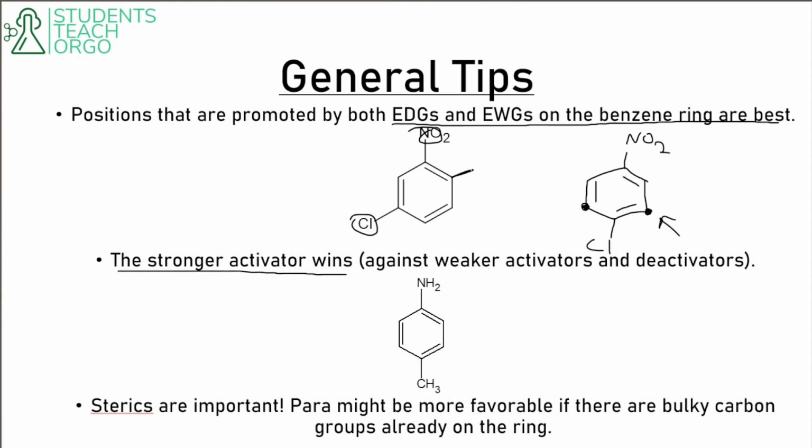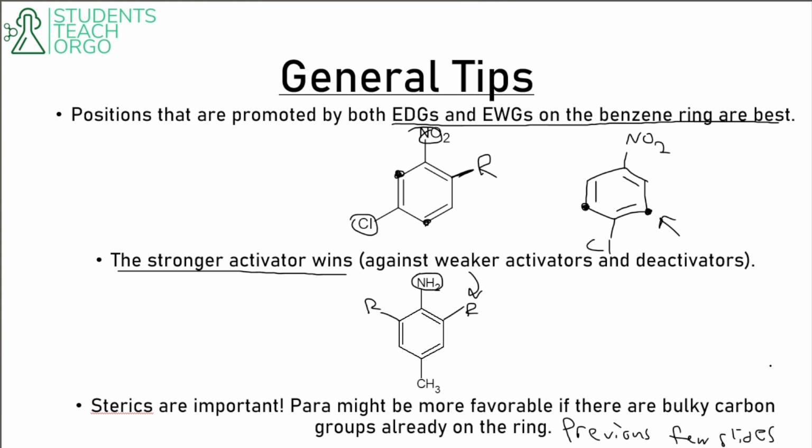So you would get your group here, para, or you can get here and here. It's hard to predict the exact outcome, but either or. And sterics are important. So para might be more favorable if there are bulky carbon groups already on the ring. However, in this case, this is just an example for the strongest activator. This NH2 is the stronger activator, so you will get R here and R here. Once again, this goes back to the previous few slides.